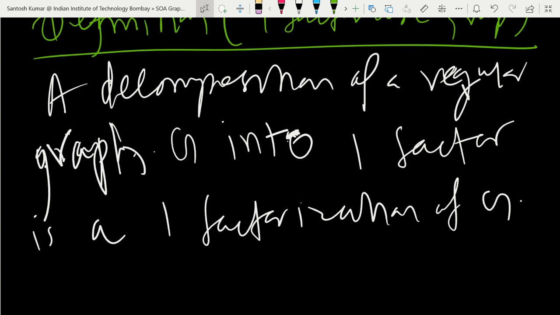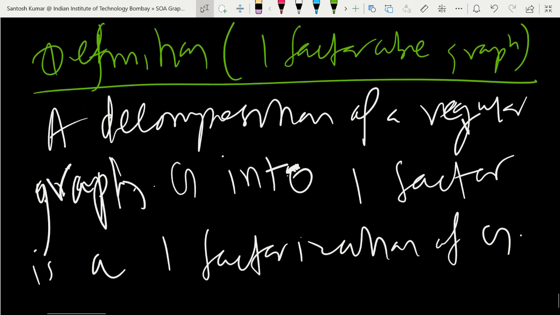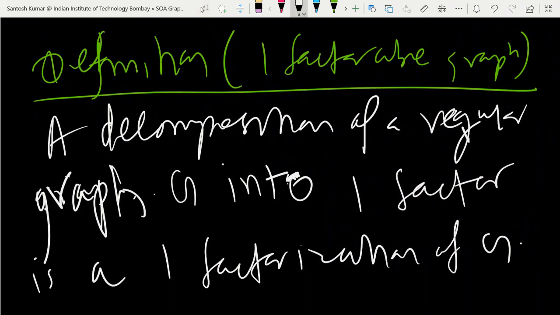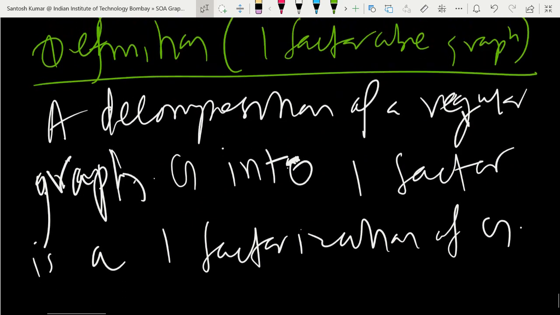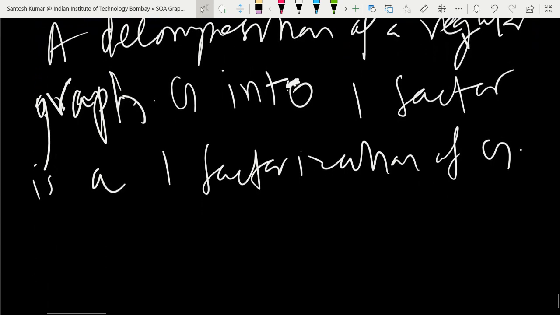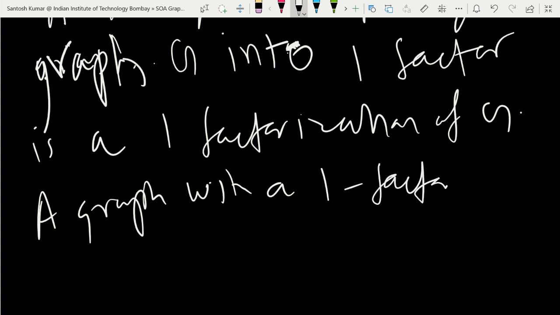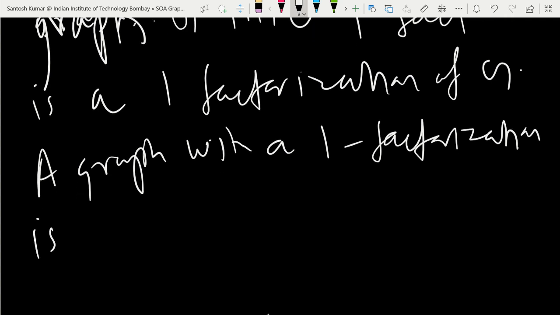So what is one factor? One factor is really a perfect matching of a given graph. So if you can decompose into perfect matchings, that is one factor. And a graph with a one factorization is called one factorable.